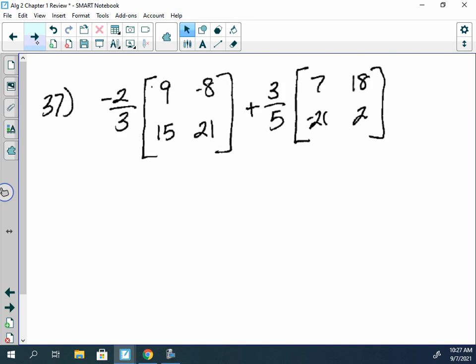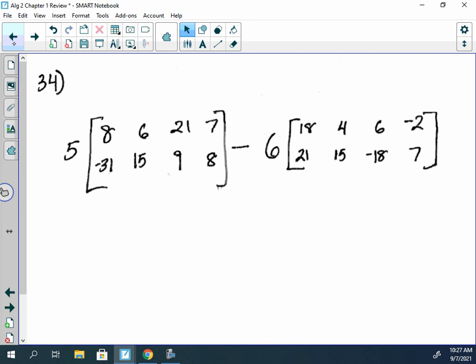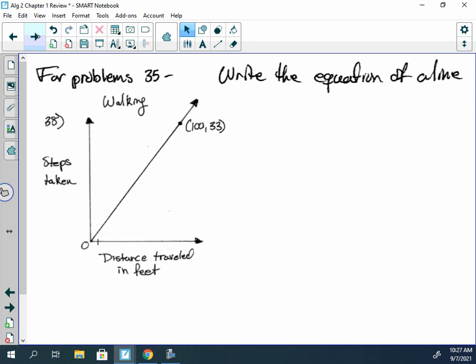Any question on these two here? We good with all the matrices? Okay. Questions on number 38, 39, or 41? 39.